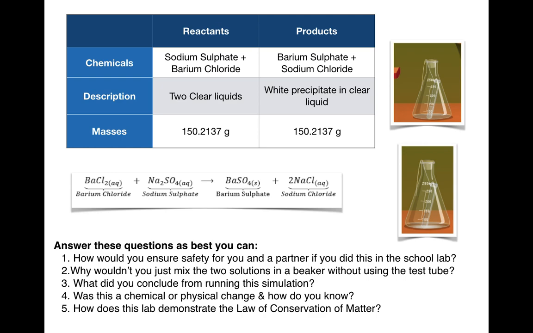What did we learn from the simulation? Well, hopefully you learned that the mass of the reactants is equal to the mass of the products. What's the chemical or physical change, and how do you know? So it's definitely a chemical change. A chemical reaction is always a chemical change, and because I have a precipitate, that's my sign of chemical change. And how does it demonstrate the law of conservation of matter? Well, the mass of the initial is the same as the mass of the final.